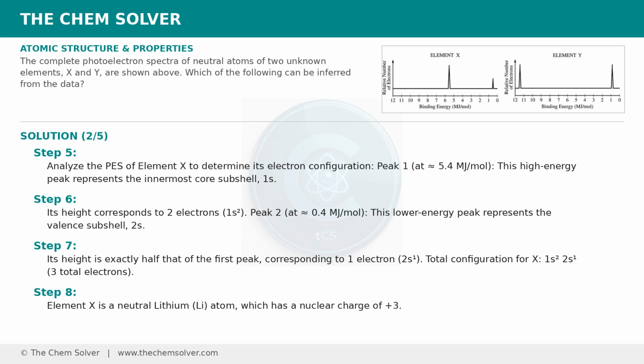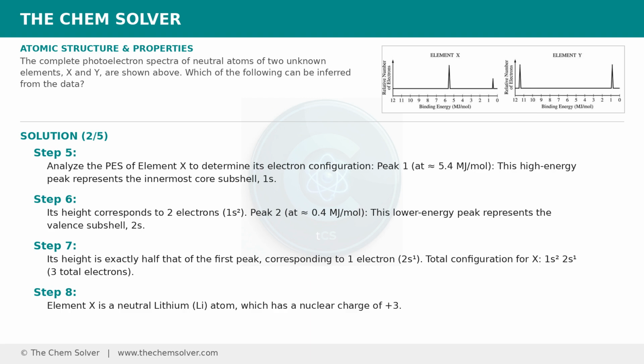Analyze the PES of element X to determine its electron configuration. Peak 1: At approximately 5.4 MJ/mole, this high-energy peak represents the innermost core subshell, 1s. Its height corresponds to 2 electrons, 1s².